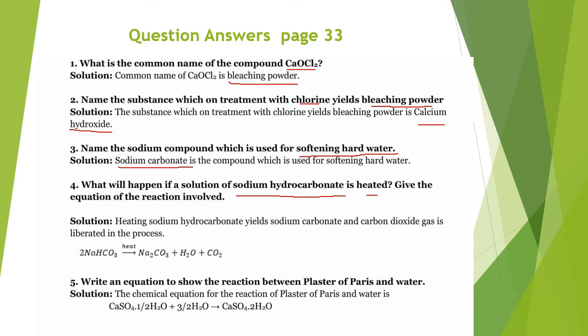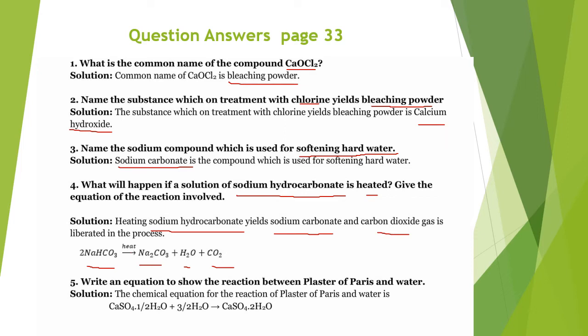On heating, sodium hydrogen carbonate, or we can say baking soda, decomposes to give sodium carbonate and carbon dioxide. So the equation is 2NaHCO3, on heating, decomposes to give Na2CO3, H2O and releases carbon dioxide gas.